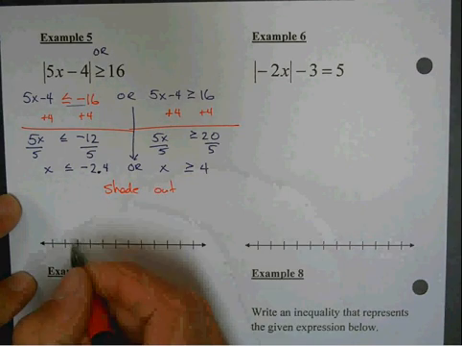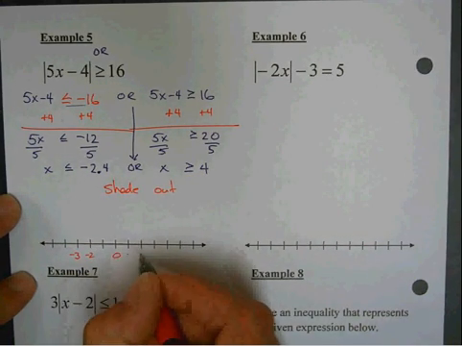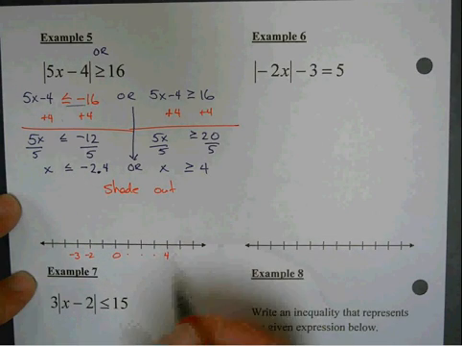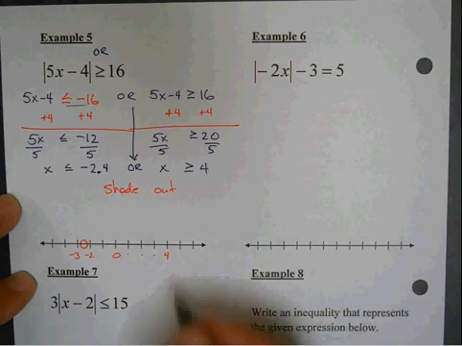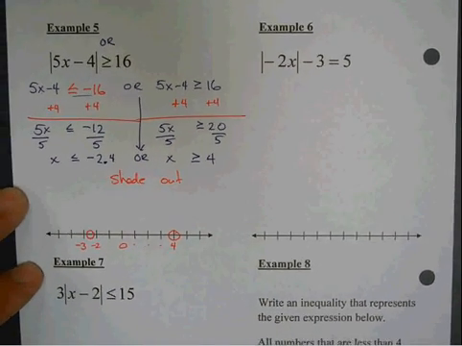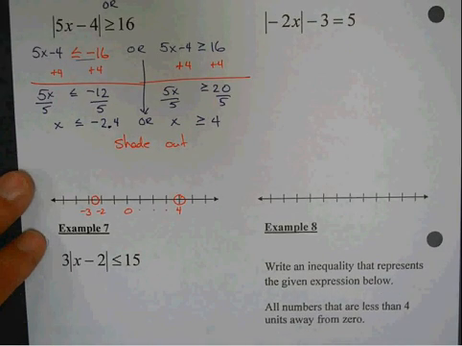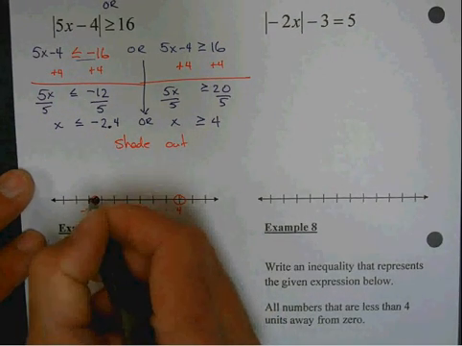So I got negative 3, negative 2, negative 1, 0, 1, 2, 3, 4. You're going to have to put a circle between negative 3 and negative 2. Another circle at 4. Do I fill them in or do I leave them open? Fill in. And once again, like we said above, shade out.